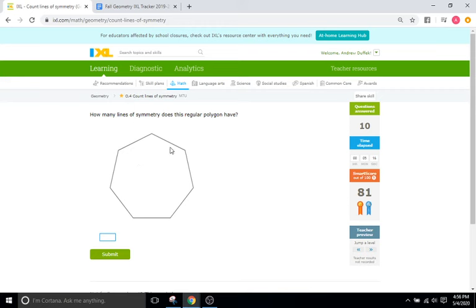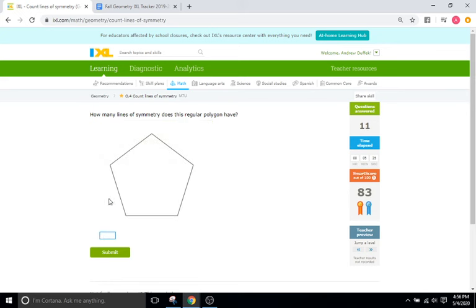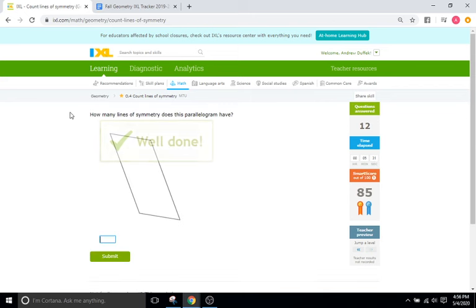Okay, we have 1, 2, 3, 4, 5, 6, 7. So that is going to be 7. We have 5. It's a regular polygon, so a pentagon. It's going to be 5, 1 through each of the corners.